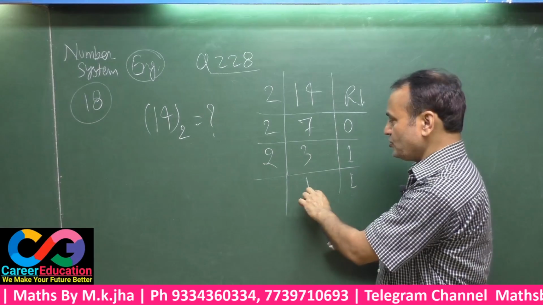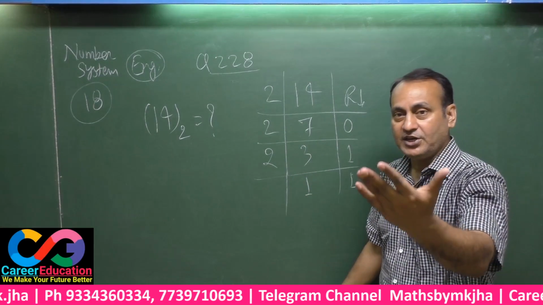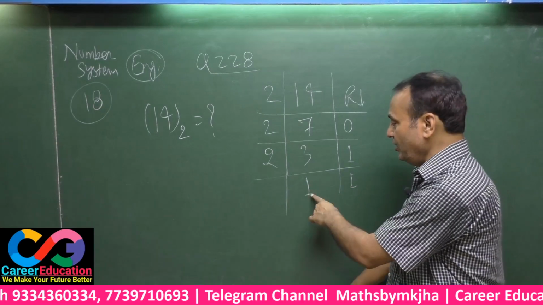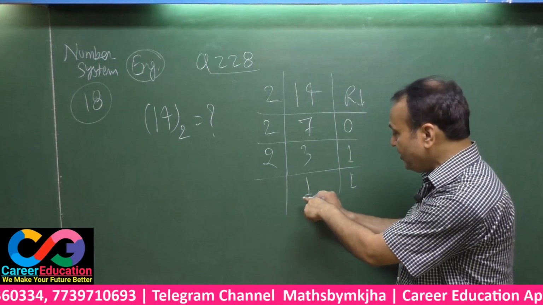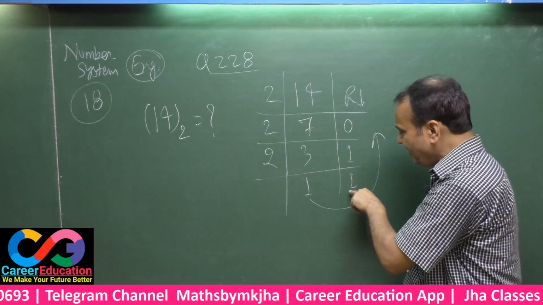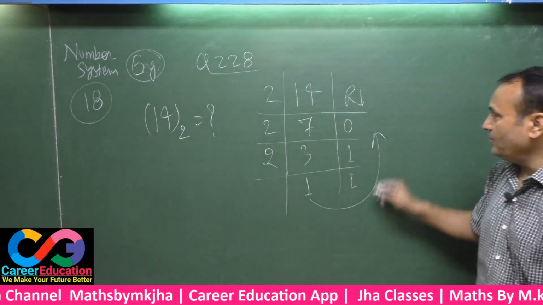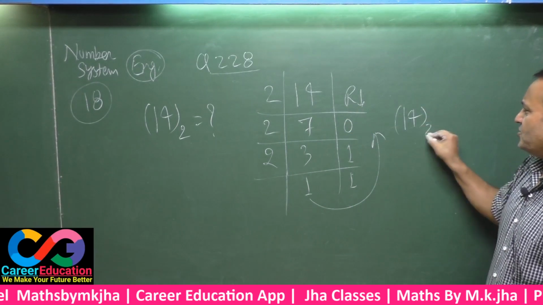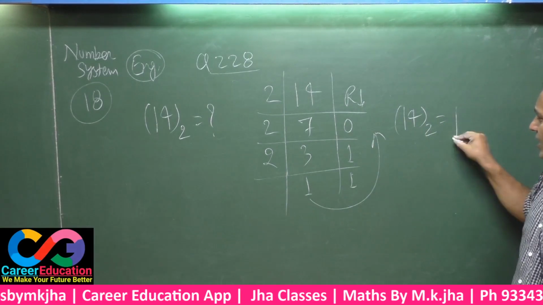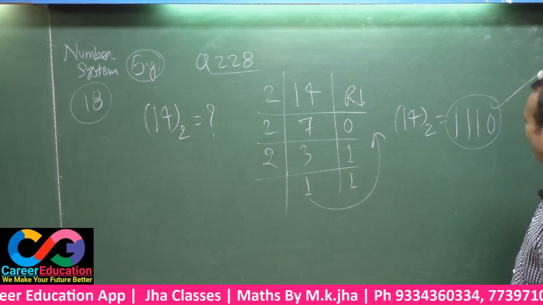That means the last quotient. Now this 1 can't be divided by 2. This is the last quotient. I have dictated to you in the note, take the last quotient and the last remainder up to the first remainder. That means 14 in binary system will be written like this: 1 1 1 0. This is your answer. Note down.